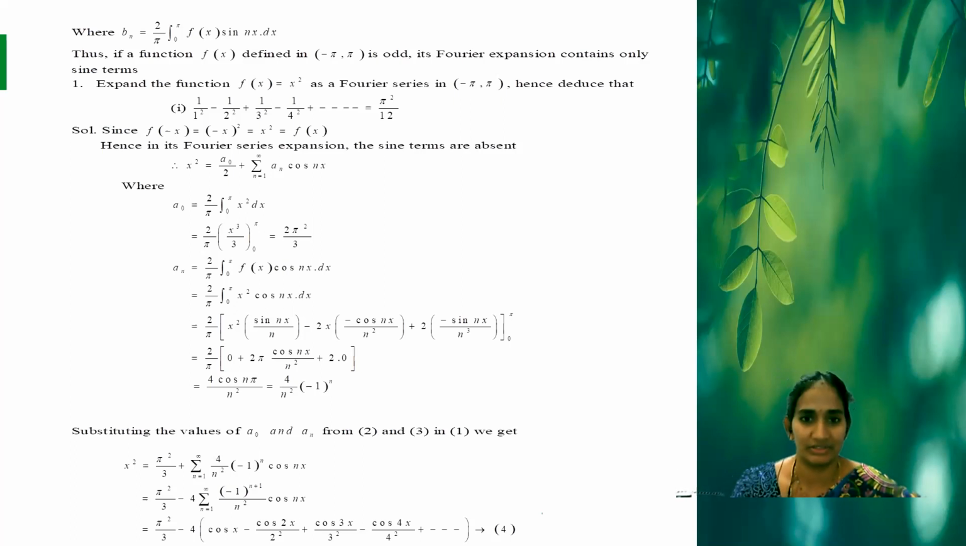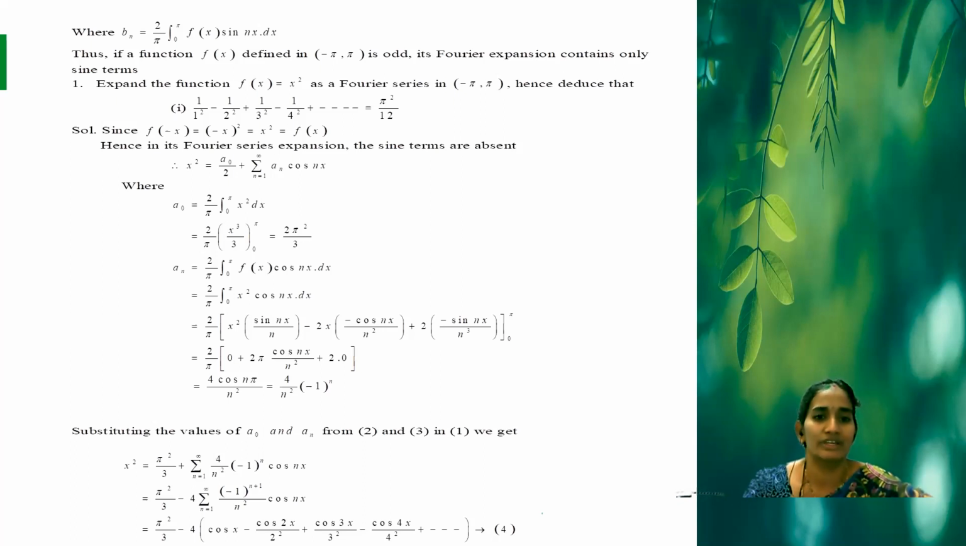Okay. So now the given function is an even function. That function is x squared in our interval minus pi comma pi. Since in the given function, replacing x with minus x, x squared equals f of x. Hence in its Fourier series expansion the sine terms are absent. You know why? Sin nx is odd, the function is even, and the product of odd and even is odd, so the integral from minus pi to pi of an odd function equals 0.